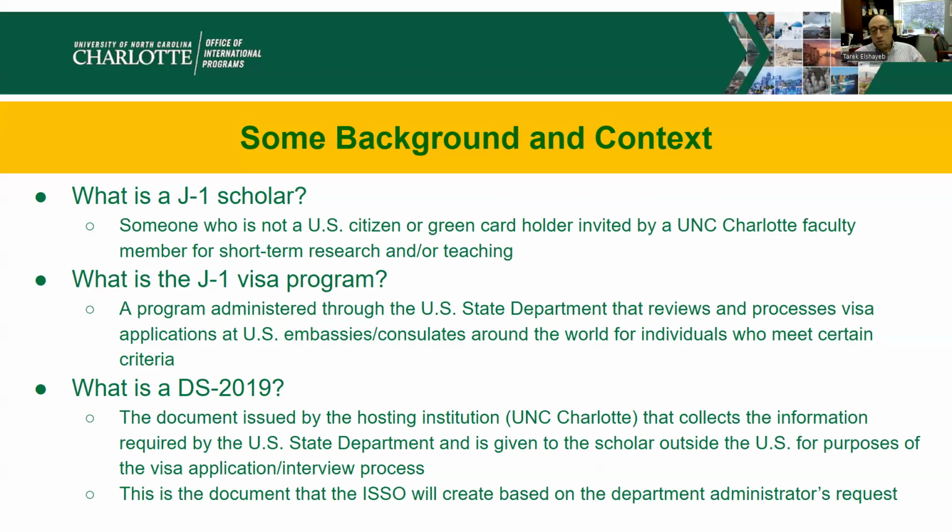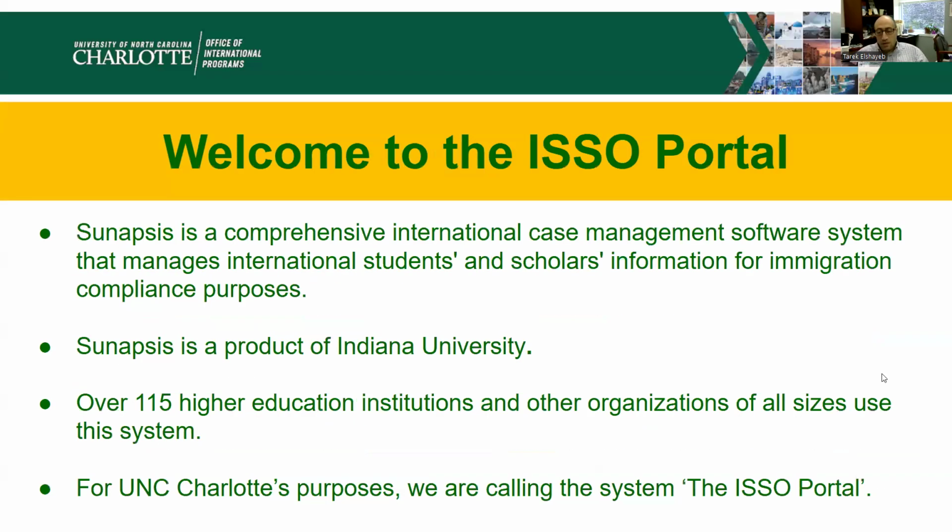And what is the DS-2019 form? It is the document that we issue after your department decides to accept someone. So it's the document issued by the hosting institution, in this case UNC Charlotte, that collects the information required by the Department of State and is given to the visiting scholar outside of the US to apply for the visa. This is the document the ISSO will create upon your request.